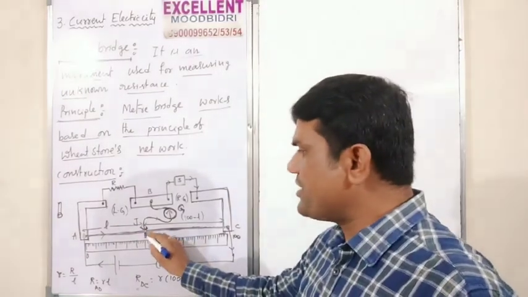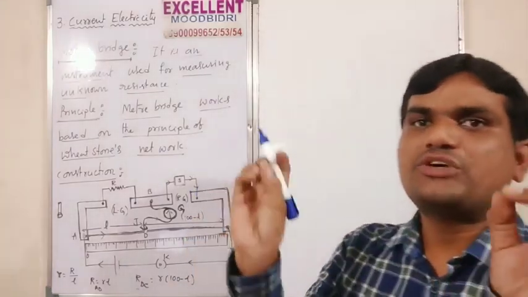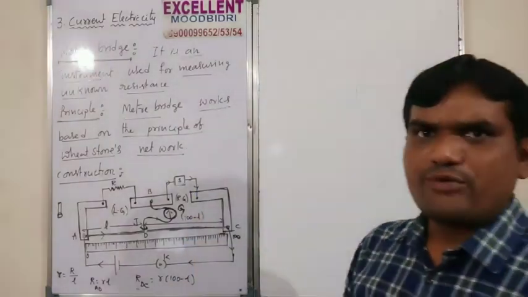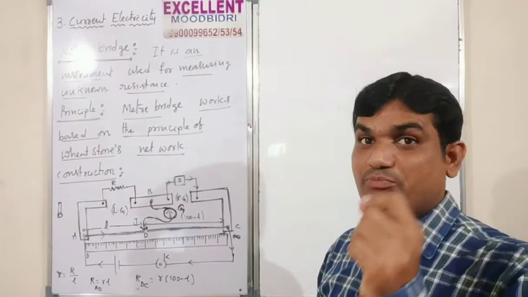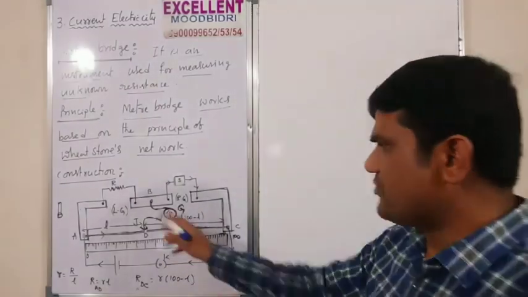So at one point, what would happen? The galvanometer shows zero deflection. That point is known as the null point. So now you can observe there.